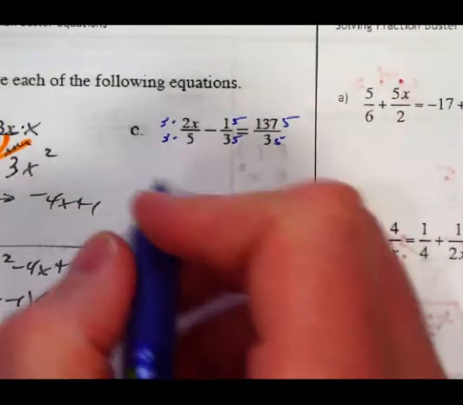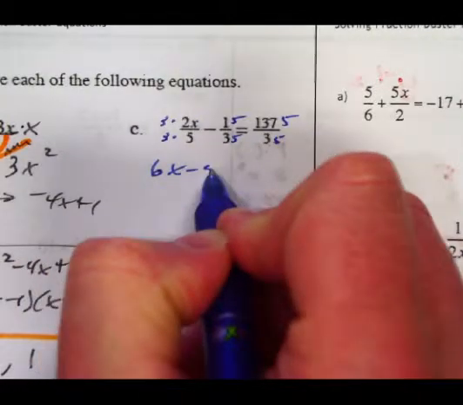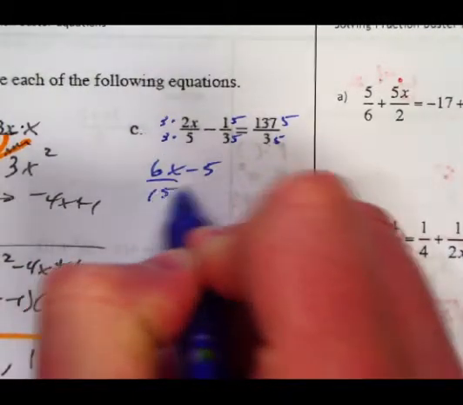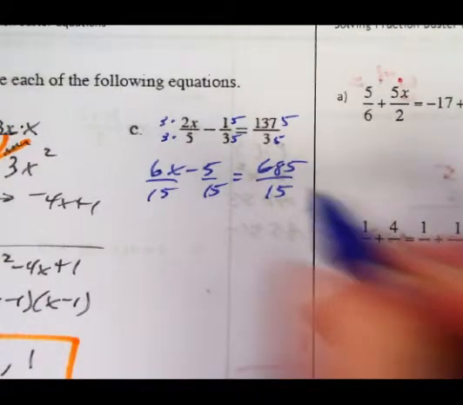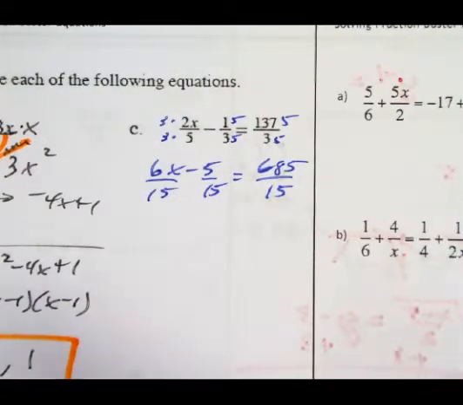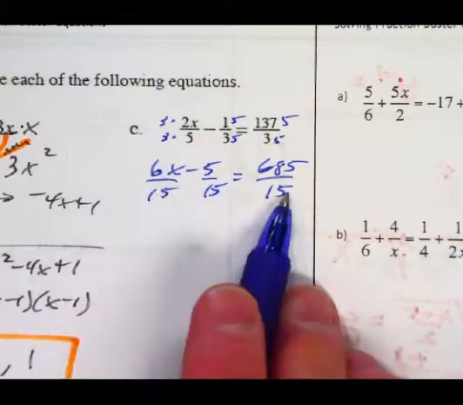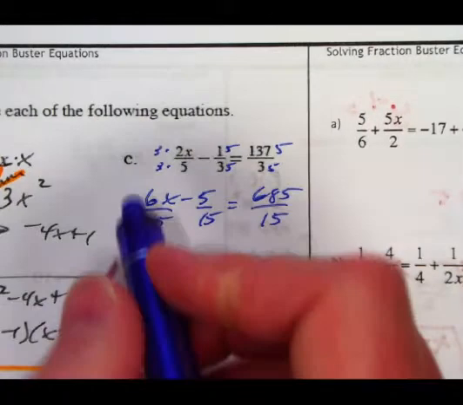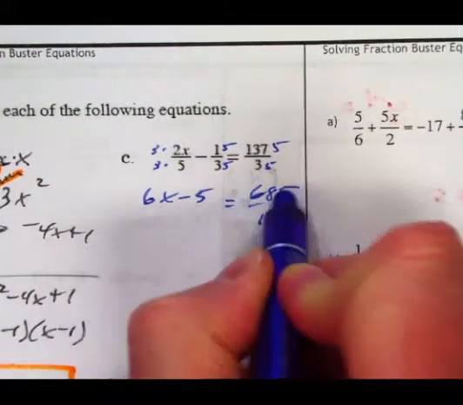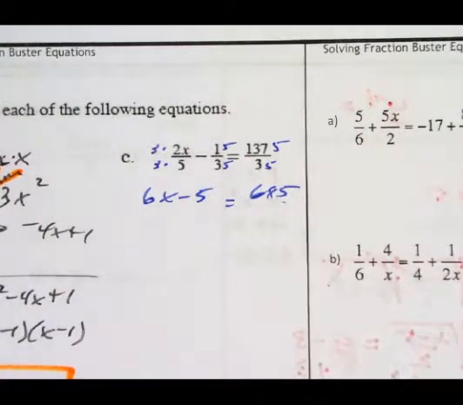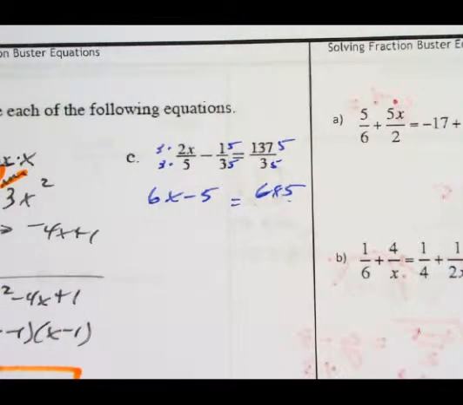And then when I do that, I end up with 6x minus 5, and those are all over 15, remember, equals 685, which is also over 15. Now the beauty of this strategy is, as soon as we have 15s all the way across all the bottoms, those all cancel each other out. So I get to get rid of those. So I am going to wish them goodbye. As I cancel them out, here they go, adios. And now I'm down to 6x minus 5 equals 685.